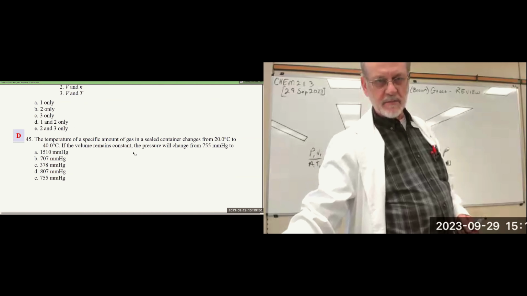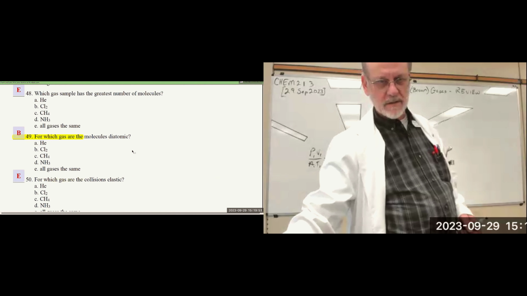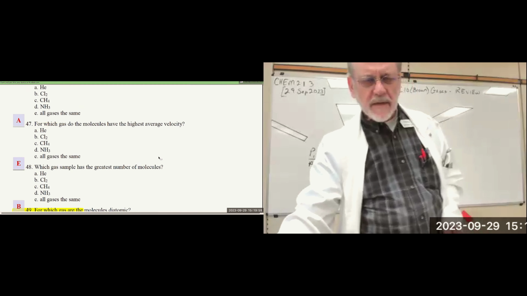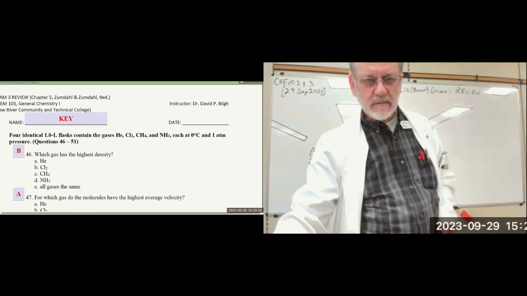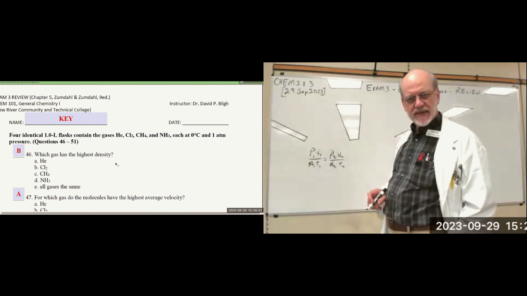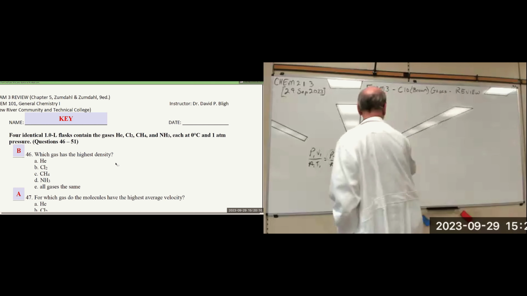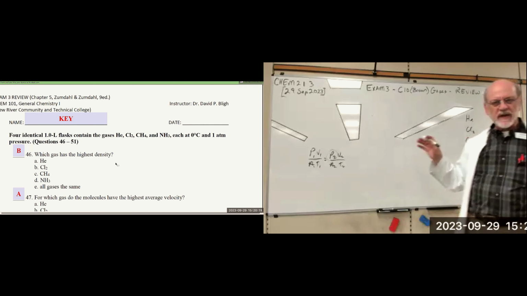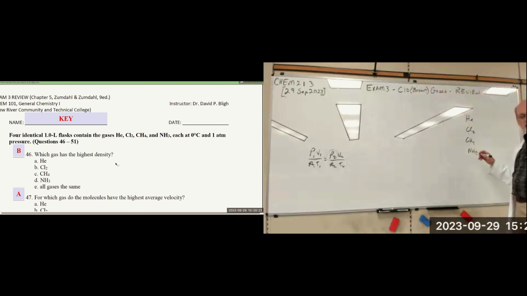See if I can find one that'll stump me. For which gas are the molecules that? Oh, this one is based upon those conditions: helium, chlorine, methane, and ammonia. These compounds at 0 degrees and 1 atmosphere, which is standard temperature and pressure. 0 degrees C, 1 atmosphere pressure. Standard, this is STP for gases.